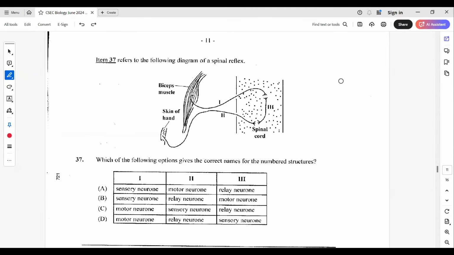37. Item 37 refers to the following diagram of a spinal reflex. So that means we know it is going to the spinal cord. We're starting at the sensory organ, which in this case is the skin of the hand. They ask which of the following options give the correct names for the numbered structures. If it's starting at the hand, that means 2 is a sensory neuron. Yeah, and we're looking for that. So we already see that the answer is C. Right?